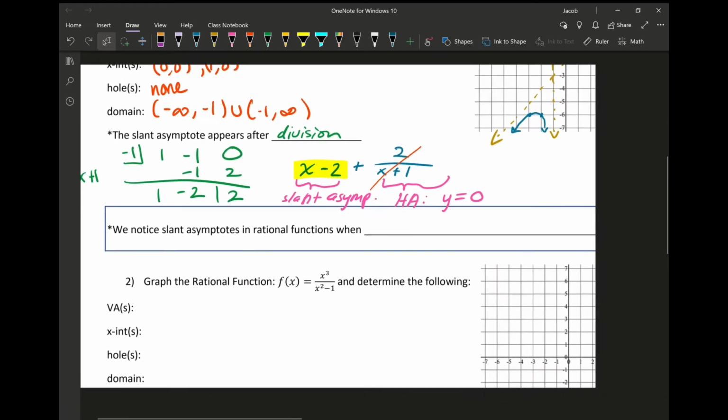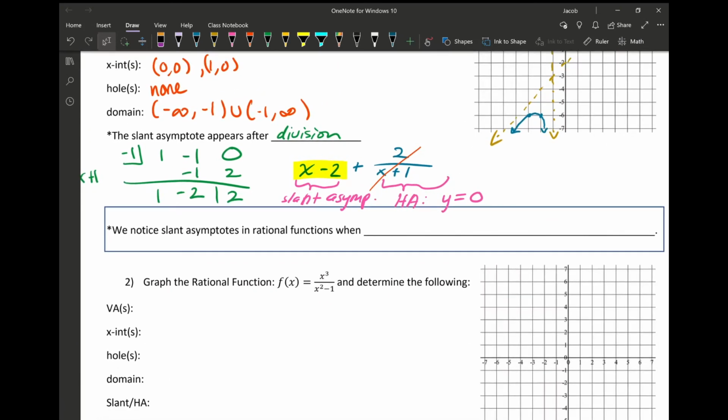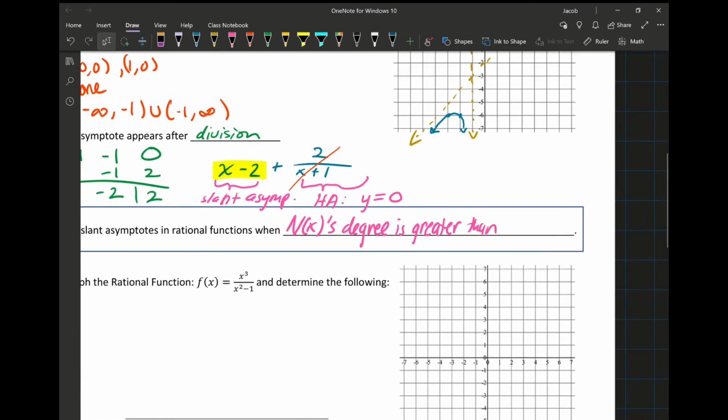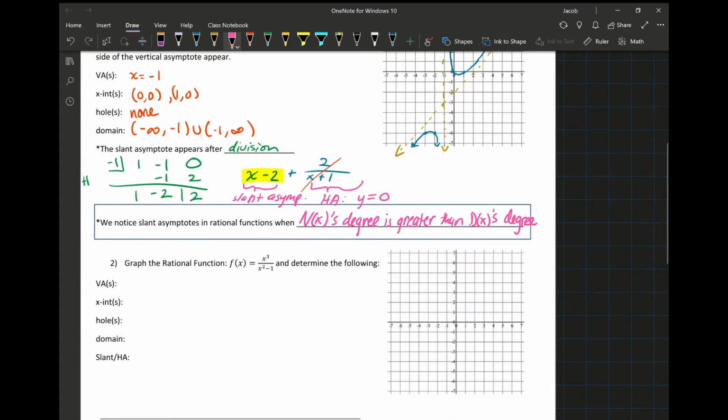And this box here, this is the biggest point about the entire worksheet: we know slant asymptotes exist in rational functions when, and you can remember this from Ms. Tackett's video and notes, the numerator's polynomial degree, nx's degree, is greater than the denominator's polynomial degree, dx's degree. Sorry, I wrote a little large there.